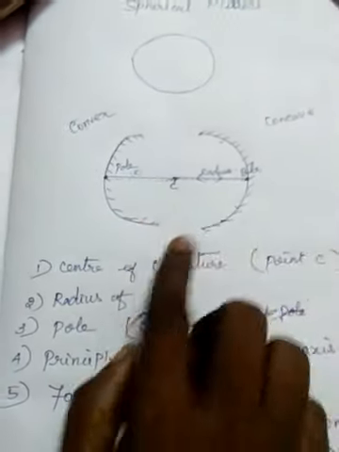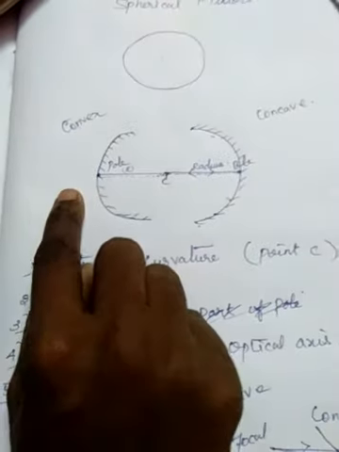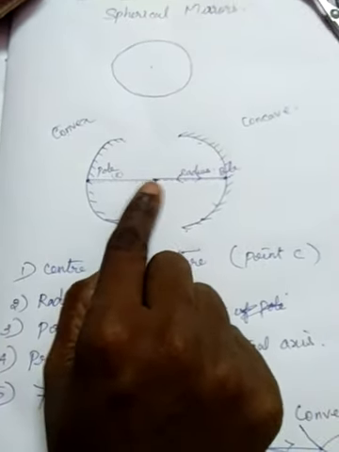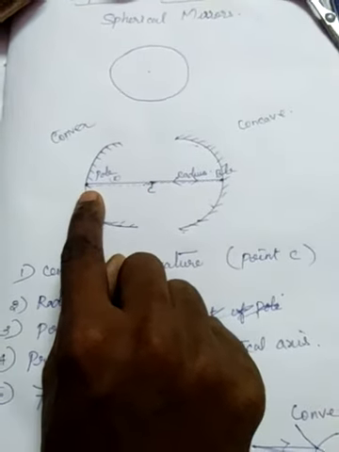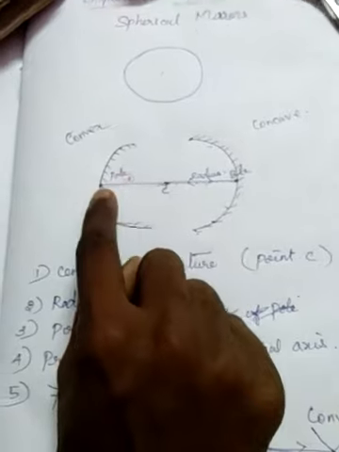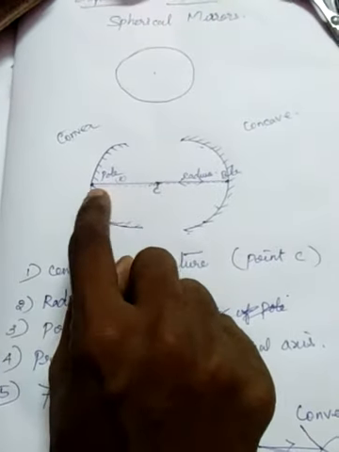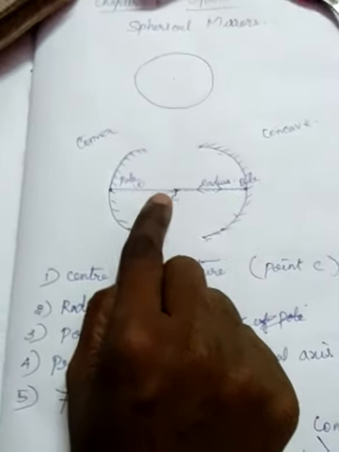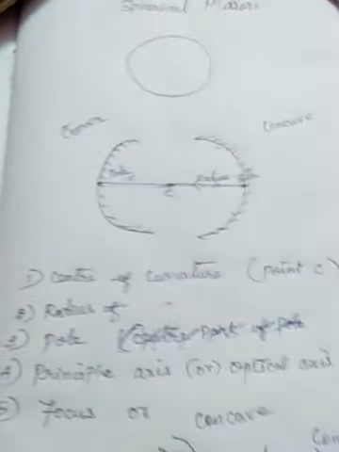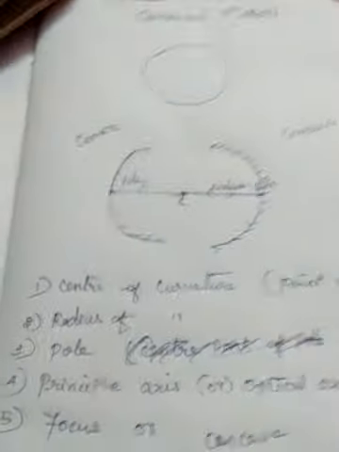The same is true for the convex mirror also. The line joining the mirror to the center of curvature is called the radius, capital R. Are you understood?